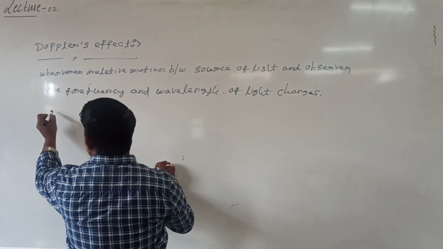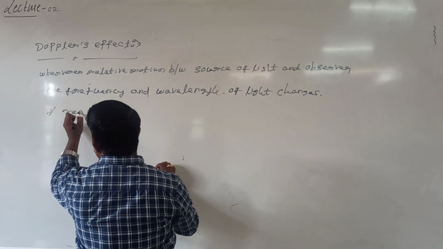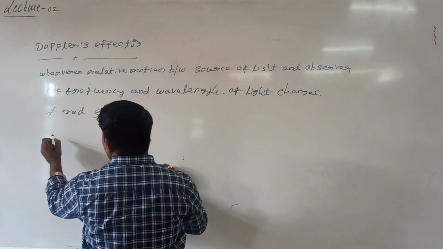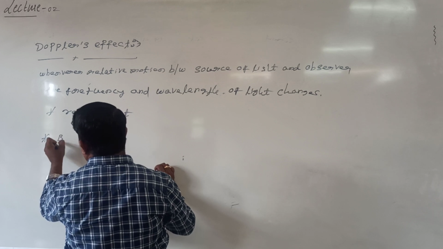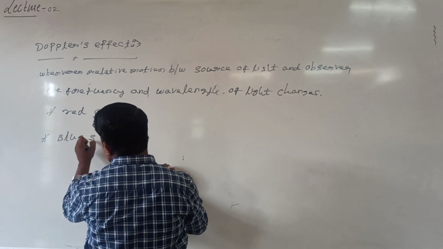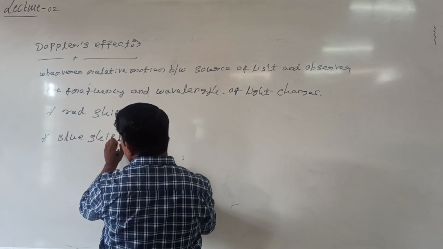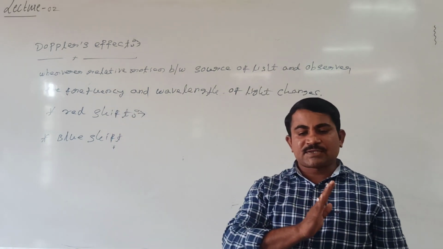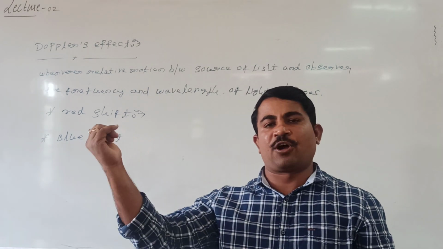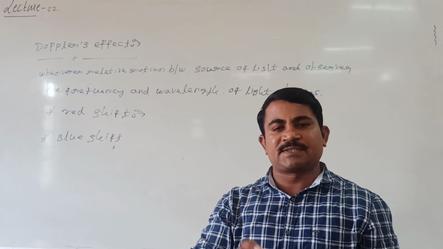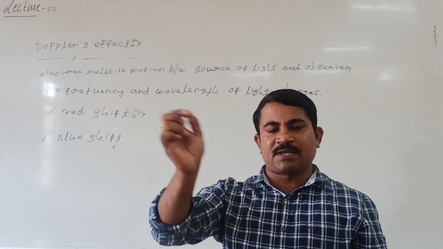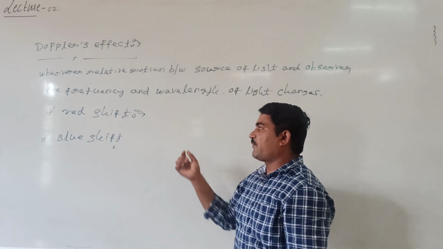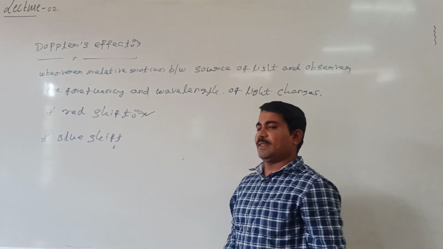See here. Mainly during the Doppler effect, I can define two terms. One we call red shift, and the second one we call blue shift. Here, the meaning of red shift is, simply, when the source of light is moving away from a stationary observer, the frequency of the light is decreased and the wavelength of the light is increased. The increase in wavelength during the Doppler effect, I can call red shift.